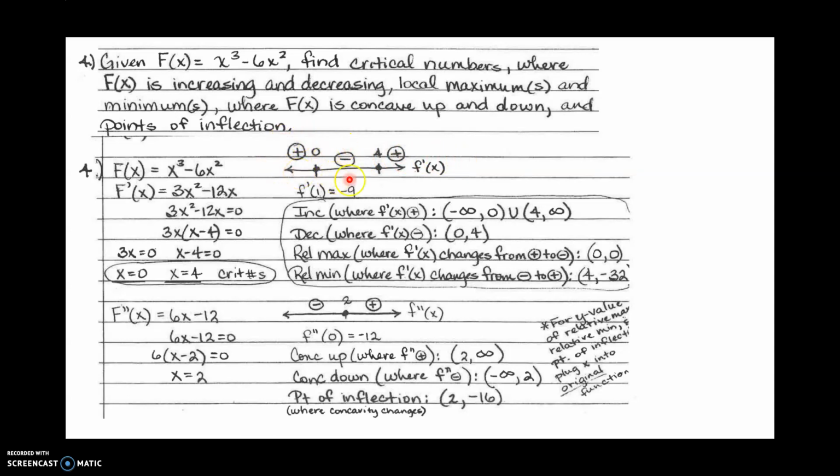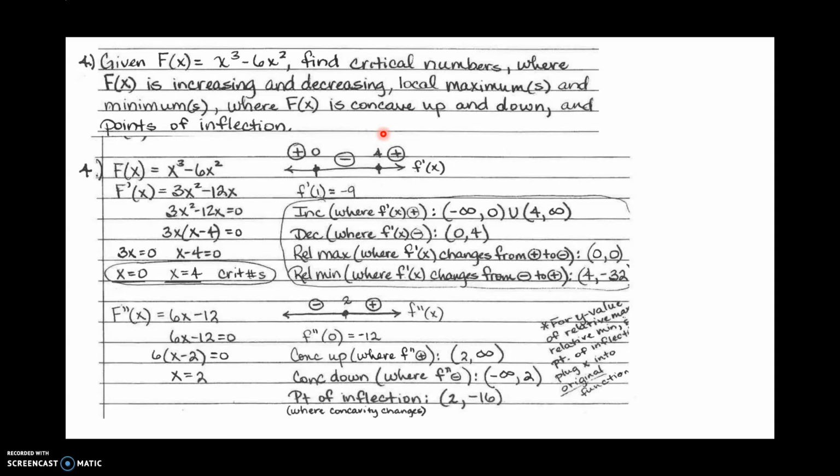Now looking at my first derivative sign graph, I know anywhere the first derivative is positive, my function is increasing. Anywhere it's negative, the function is decreasing. So it's increasing from negative infinity to 0 and from 4 to infinity, and it's decreasing from 0 to 4. Then the first derivative test says anywhere your derivative changes from positive to negative, you're going to have a relative maximum, and anywhere it changes from negative to positive, you're going to have a relative minimum. So I know I'm going to have a maximum at 0 and a minimum at 4.